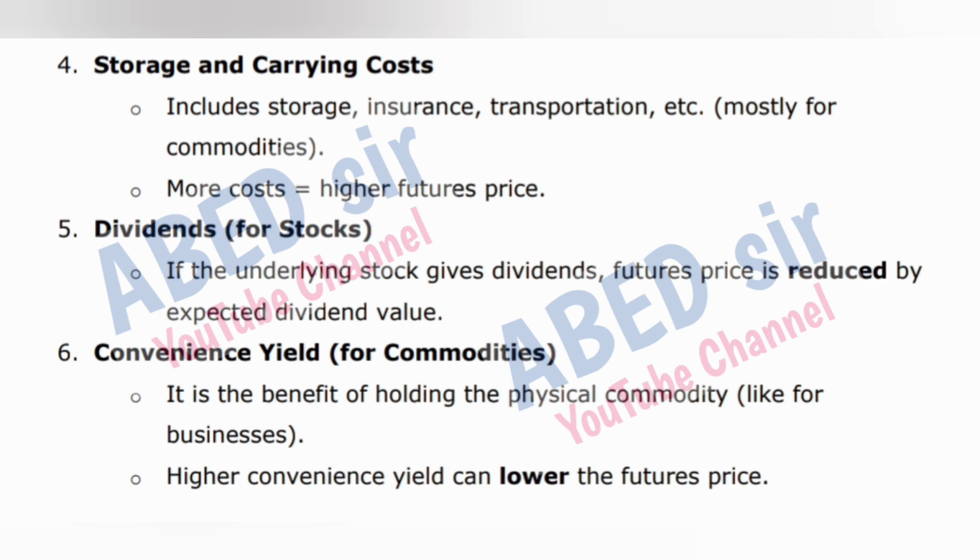If the underlying stock gives dividends, futures price is reduced by expected dividend value. 6. Convenience yield for commodities. It is the benefit of holding the physical commodity, like for businesses. Higher convenience yield can lower the futures price.